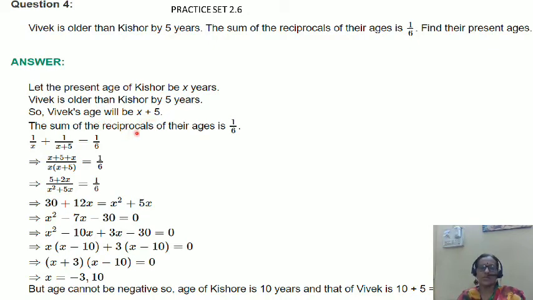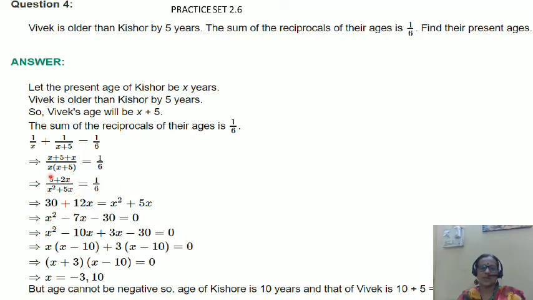So the sum of the reciprocals. Apply the condition: 1 by x, the reciprocal, plus 1 upon x plus 5, the reciprocal of x plus 5, is equal to 1/6. Now find the LCM, x into x plus 5. So the numerator is x plus 5 plus x. Now add the like terms: 2x plus 5 upon x into x plus 5 is equal to 1/6.